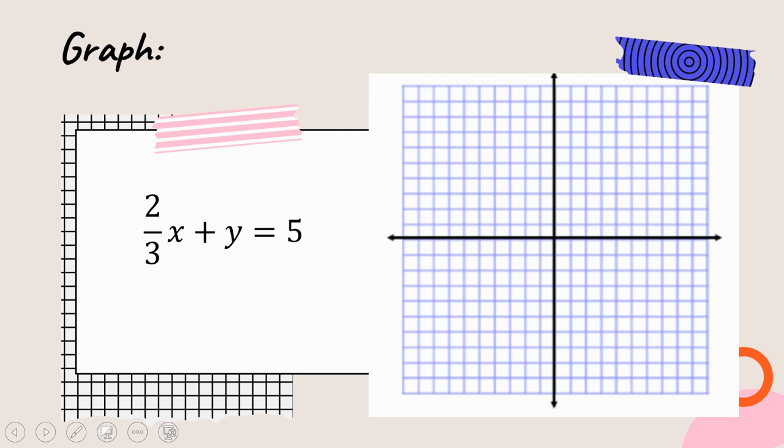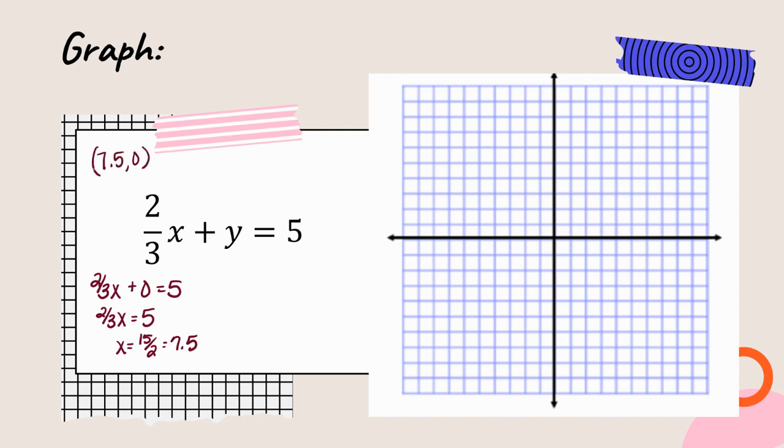We're going to put 0 in for y to solve for x. So I'm going to say 2/3 x plus 0 is equal to 5. Well, that means that 2/3 x is equal to 5. When I divide that, I get x is equal to 15 over 2, which is 7.5. So I'm going to have an x-intercept at 7.5, 0. And then I'm going to do the same thing to find y.